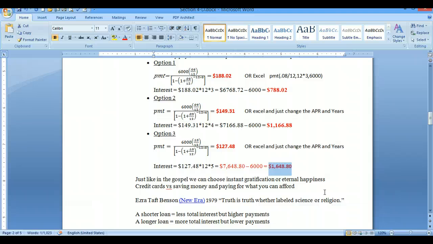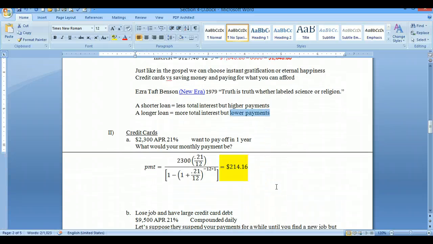President Ezra Taft Benson in the 1979 New Era said, "Truth is truth, whether it's labeled science or religion." If you have a shorter loan, there's less total interest but higher payments. Just like you can have something now and sacrifice your eternal happiness, or a longer loan, the more total interest but you have lower payments. So I like to make that little comparison.